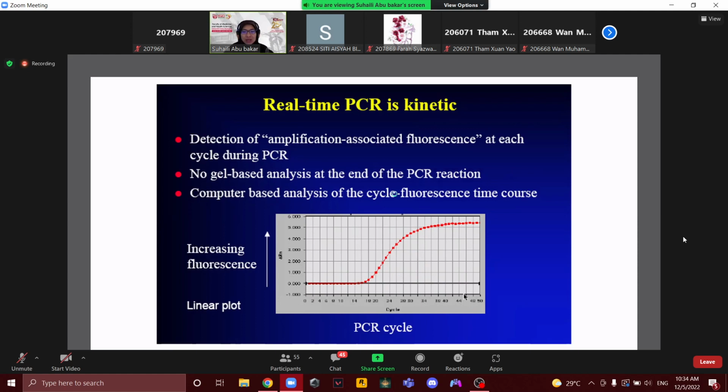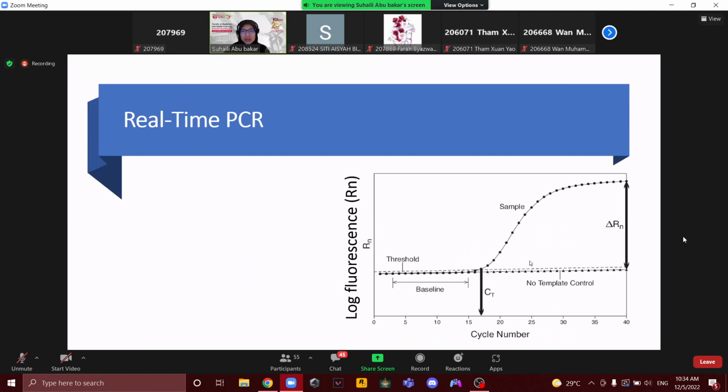Okay, computer-based analysis of the cycle fluorescent time course. Kena guna ni. Okay, this one. There is a requirement, you have to consider this as a baseline. From actually your graph, 0 is here, right? But in the real experiment, now 0 becomes here. Betul tak? So from here to here, we call it CT. Dia macam tu, CT, threshold. Okay, threshold kat sini. So no template control. This one, we use this as a baseline in the analysis. Okay, right. So it is quantitative, because we can count the amount of the amplification.